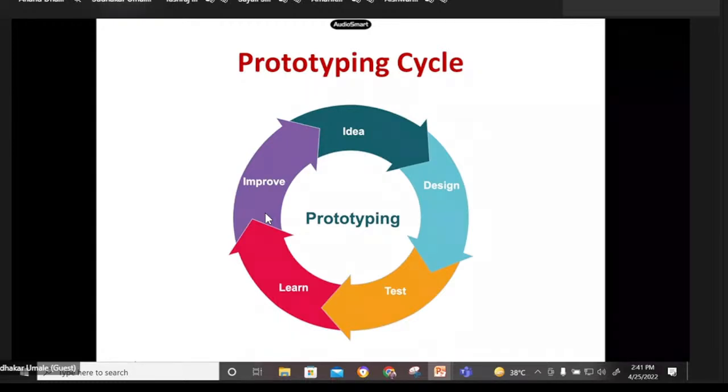If there are some bad things, we can remove them and correct them. That is called iteration. And we improve all the corrections, all the problems in the prototype, and a final product is made. Again, if there are mistakes, we again get ideas and this cycle is continuously done.